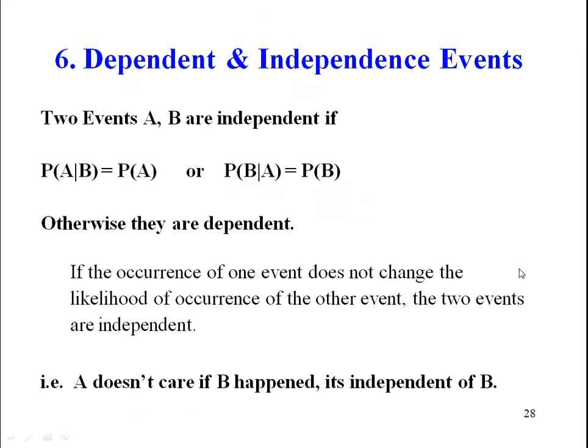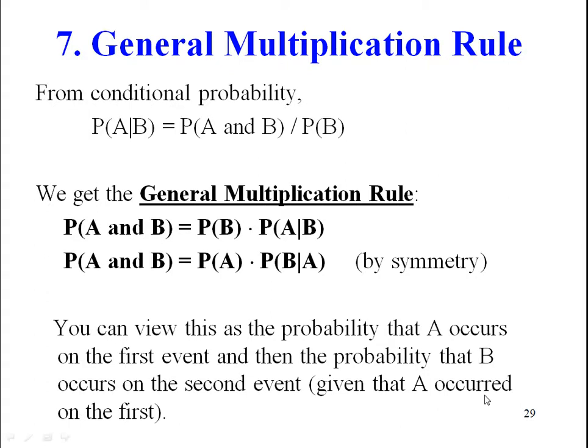Part 6, dependence and independence. Two events are independent if the occurrence of one event does not change the likelihood of the occurrence of the other event. The two events are independent. So the probability of A given B, the way we calculate it, A doesn't care about B. It's just still the probability of A. Or vice versa, the probability of B given A is just the probability of B. It didn't care about A at all. So i.e. A doesn't care if B happens. It's totally independent of B.